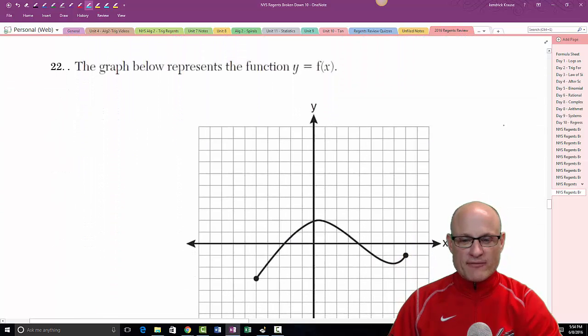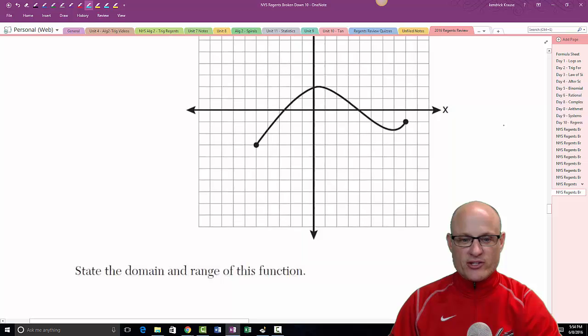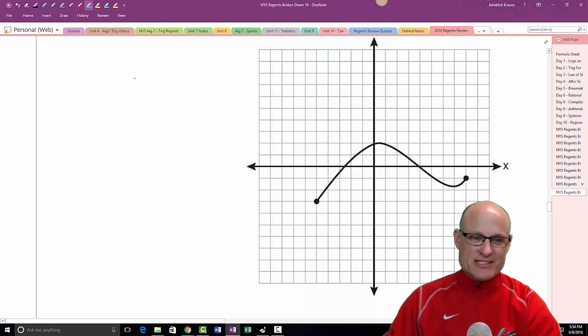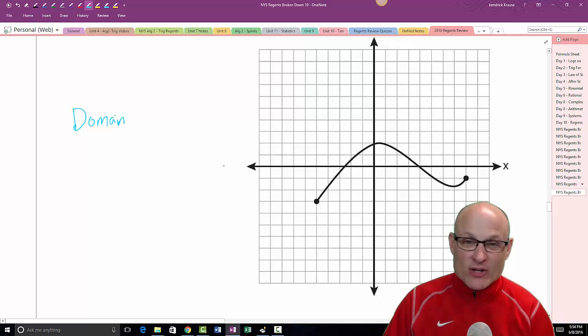Below is the graph of the function f of x. And then the question down below says state the domain and range. Okay, so domain, by the way, if you just do this without saying what they are, you're wrong. So you have to write domain. You could write D, domain. Now you have to do it either in interval notation or in inequality notation.